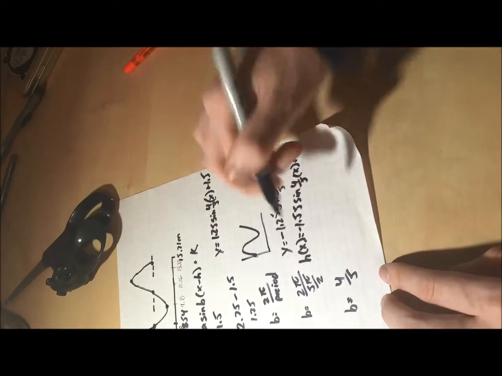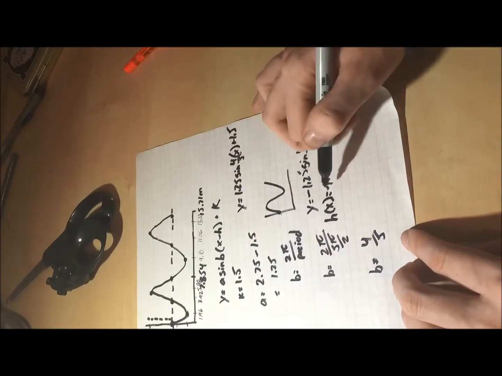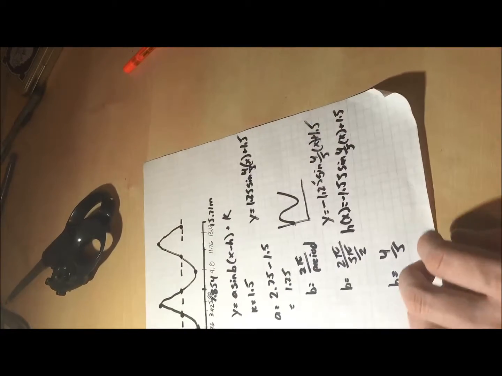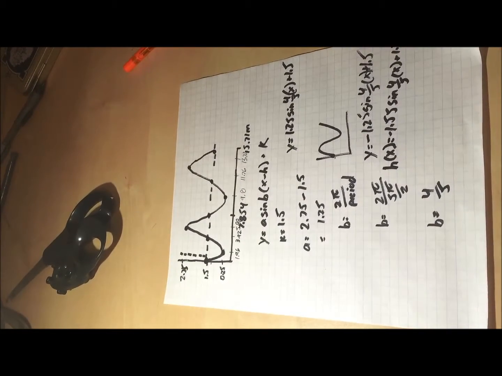And now we can see that h of x represents the total distance of the graph moved. Okay, and we have finished our question.